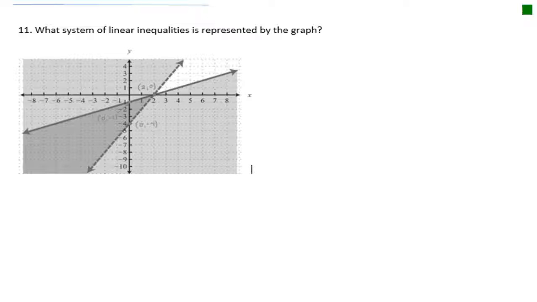For number 11, we have to write our system of linear inequalities that's represented by the graph. So what we want to do here is identify the y-intercept and the slope for each of our graphs, and we're just going to write our inequalities. So let's first, I'm going to make this one red. Let's do this one first, and it's a solid line, so we know it's going to have or equal to.